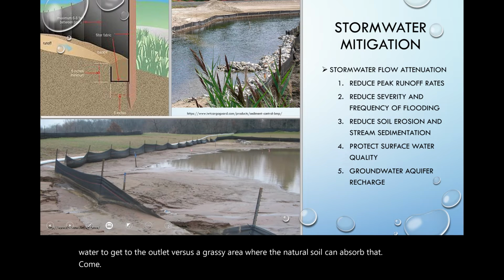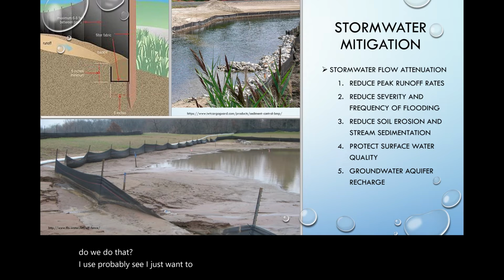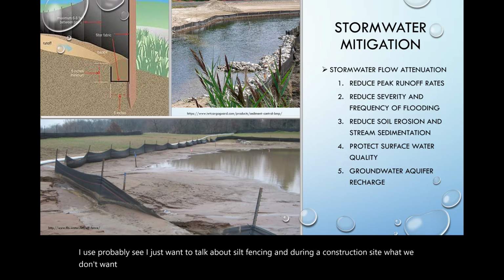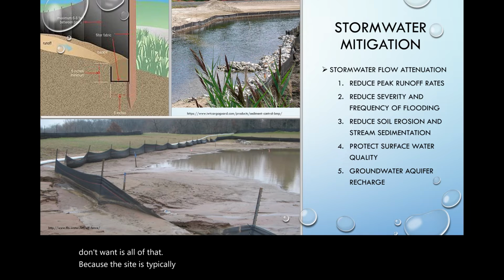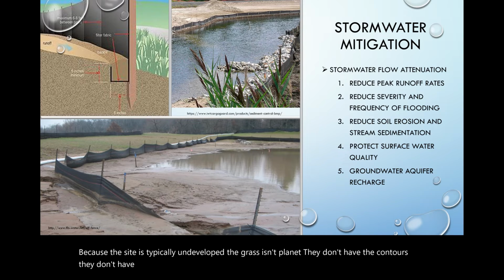So how do we mitigate stormwater? Stormwater, we need to reduce peak runoff rates. So how do we do that? I just want to talk about silt fencing. During a construction site, because a site is typically undeveloped, the grass isn't planted, they don't have the contours, they don't have the stormwater ponds, we get a lot of runoff. So what we like to do is put silt fence in. There's a proper way to put silt fence in.